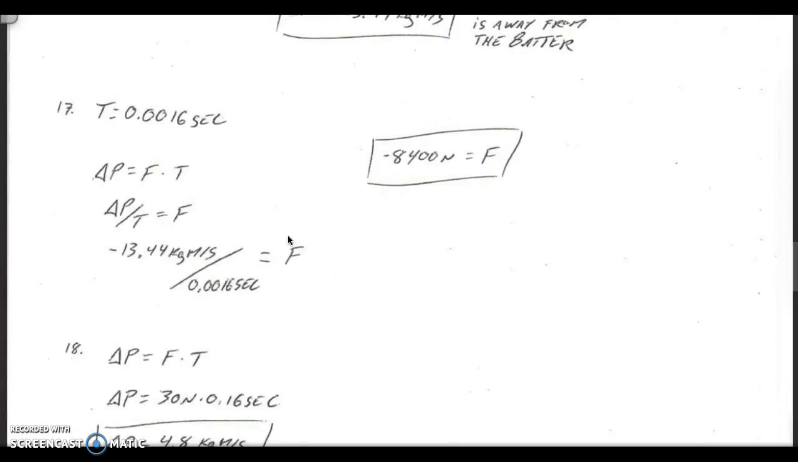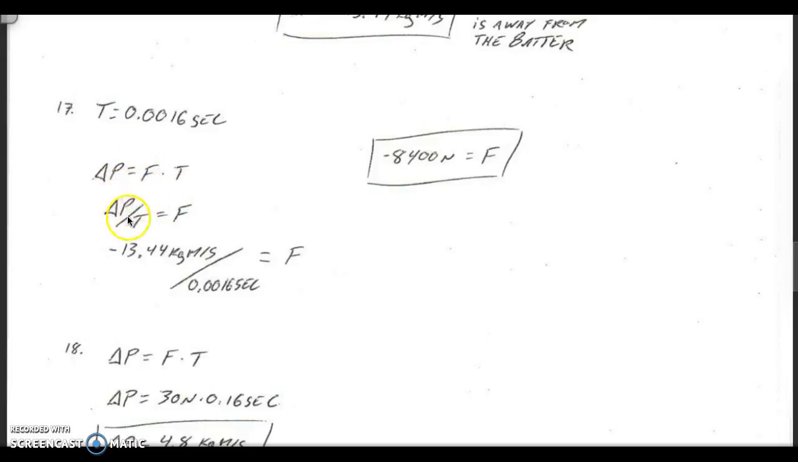Number 17. Assuming that the bat in the previous question was in contact with the ball for 0.0016 seconds, we want to know the force exerted by the bat on the ball. Well, the change in momentum, or impulse, is equal to force multiplied by time. Since we're looking for the force, we can just divide our time over to the other side.